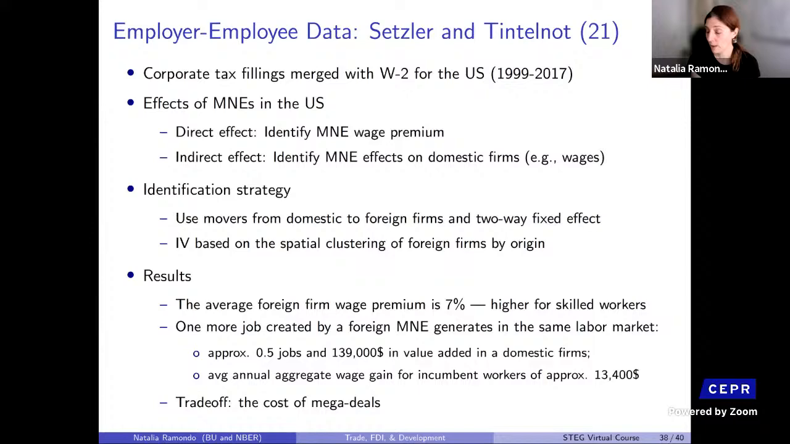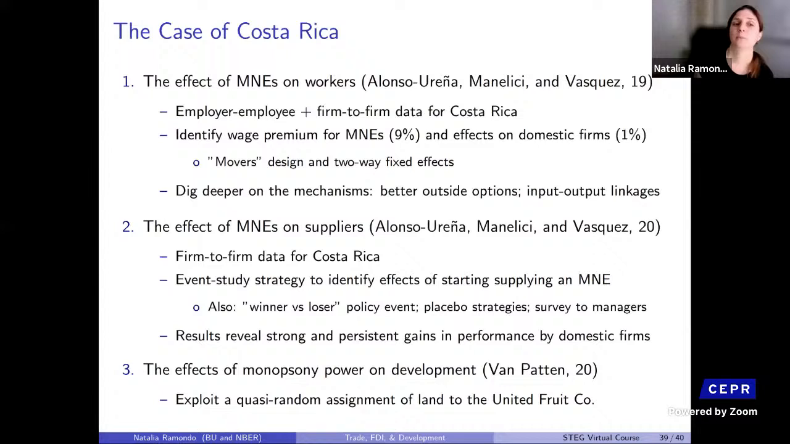And finally, there is the case of Costa Rica, because all these papers are run thanks to very rich data from Costa Rica. Employer-employee data and firm-to-firm data from Costa Rica. And again, these studies look at some channels, like the supplier channel, to identify a type of spillover. The paper is very rich on the empirical design. I encourage you to read it. I think it's very interesting.